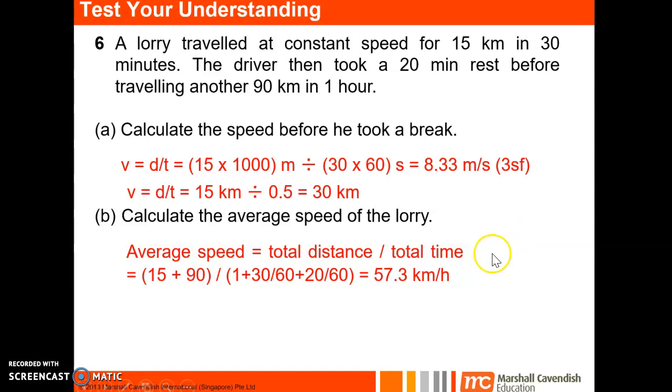Now how do I calculate the average speed of the lorry? Average speed is total distance divided by total time taken. The total distance traveled is 15 plus 90 km. Now we are going to calculate the total time taken. You should know that the total time taken will include the rest time. So in this case, 1 hour plus 30 divided by 60 for the first part of the journey, and then the 20 minutes of rest time. Therefore, you can get your answer to be 57.3 km per hour.